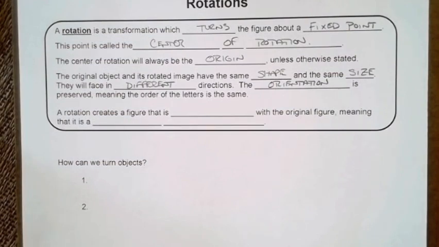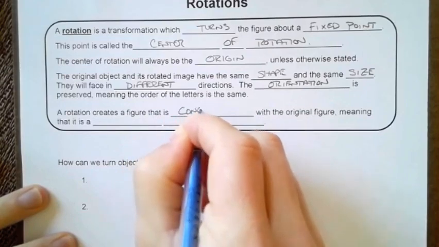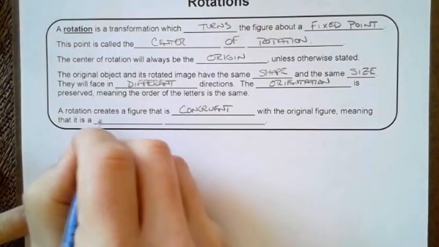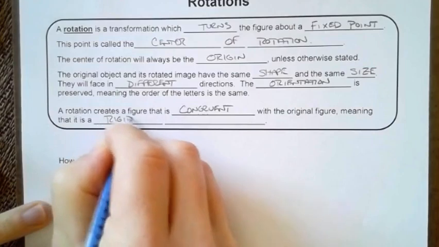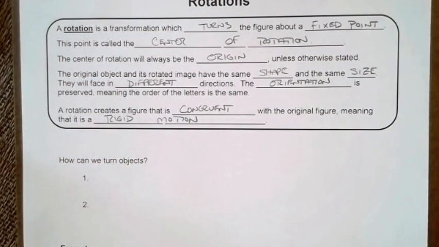Now, since a rotation creates an image that has the same shape and the same size as its pre-image, that means that the figure is congruent with the original figure. When we take something and rotate it, the image is going to be congruent with the original figure, meaning that a rotation is an example of a rigid motion. Rigid motions always create images that are congruent to their pre-images. We've seen other rigid motions, including translations and reflections.